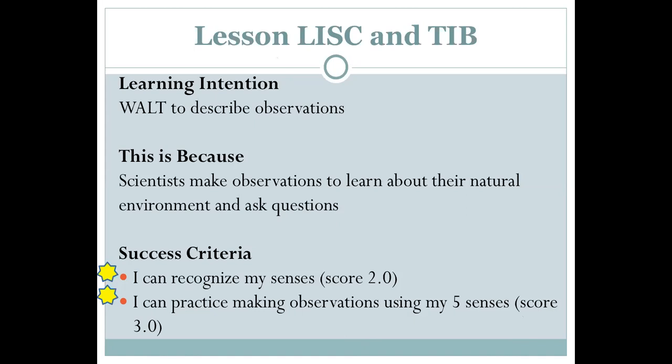Right, that sounded a little wonky, but that's okay. We'll keep hope alive. This is because scientists make observations all the time, boys and girls, to learn about the natural environment and to ask questions. So today we're going to have 2 success criteria. One of our criteria is going to come from score 2, and one is going to come from score 3. So I'm going to read the success criteria, the first one that has the first star, and I want you to repeat after me, okay?